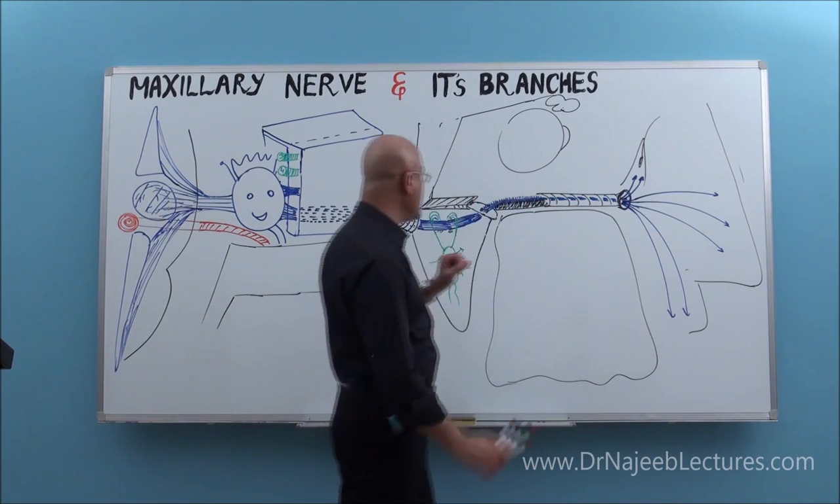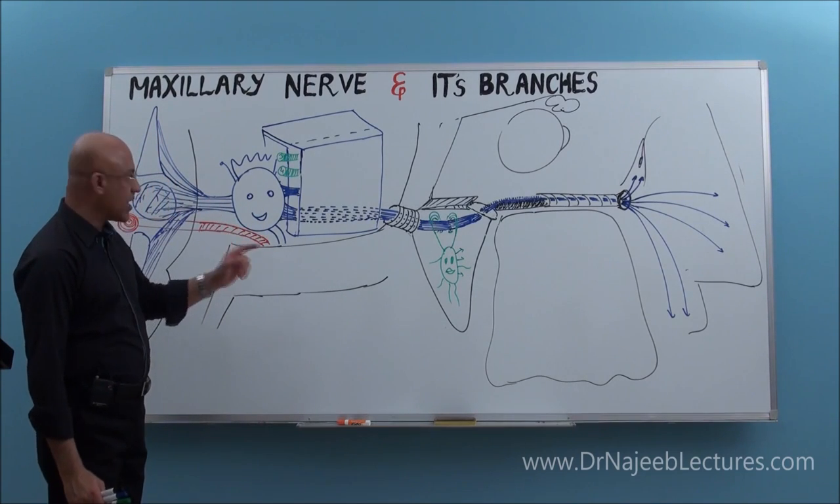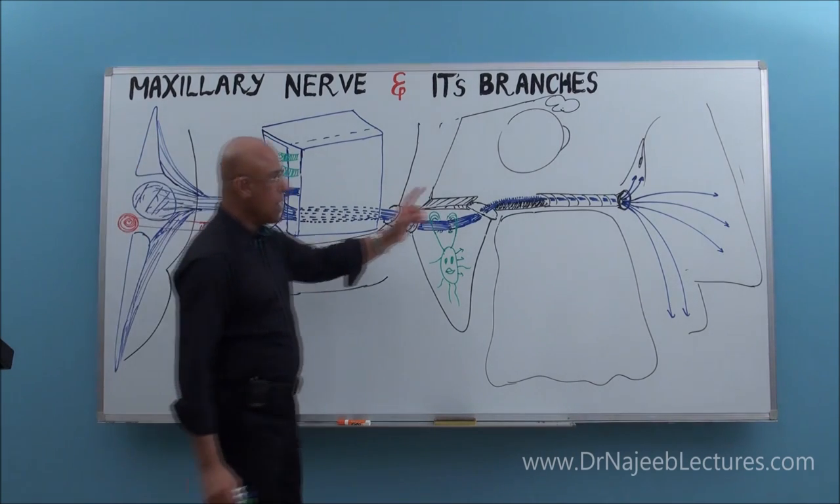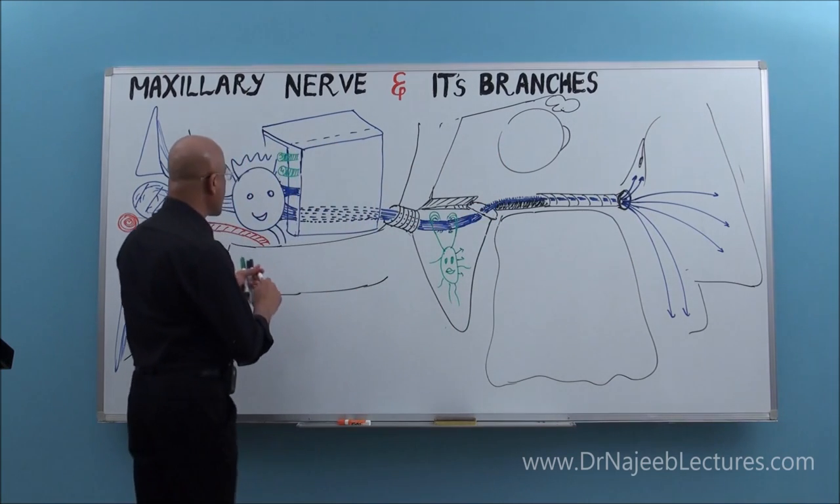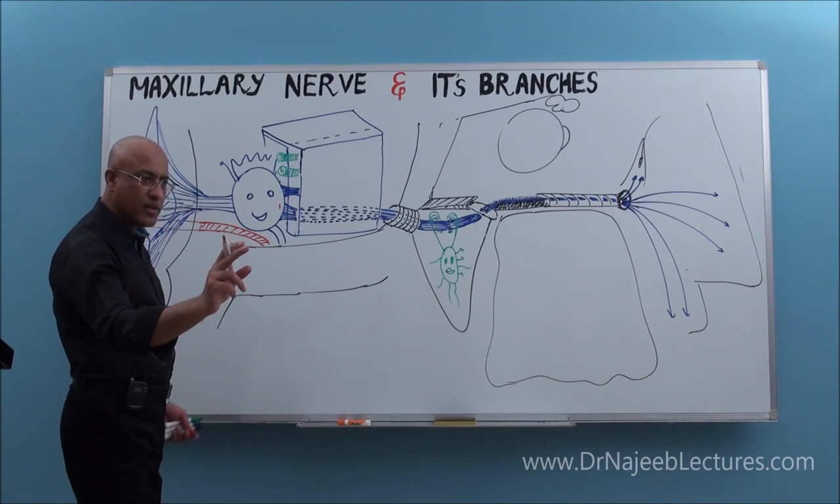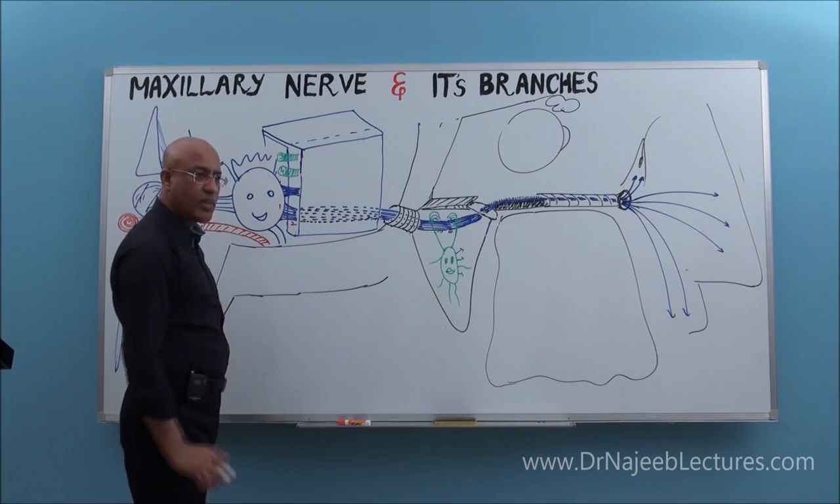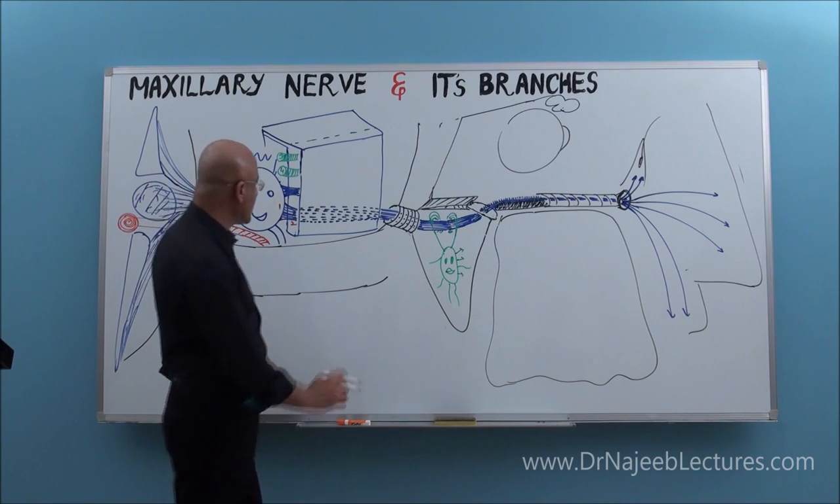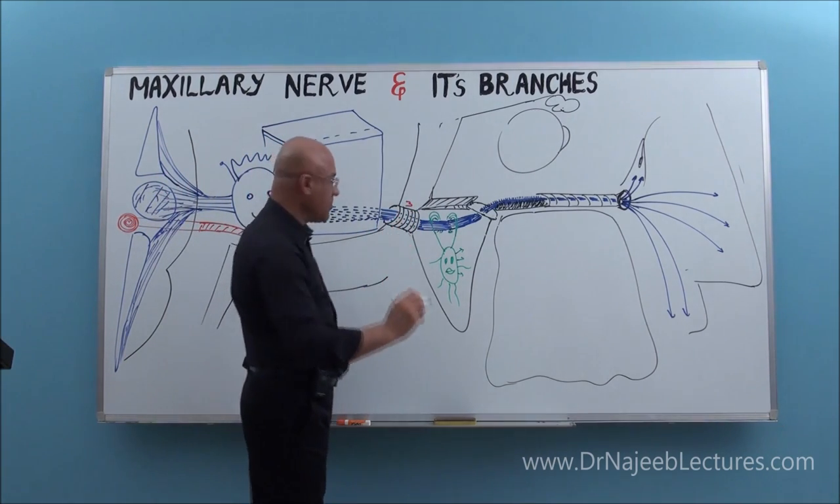How many bony landmarks or important anatomical landmarks are there from its origin up to this point? First landmark is its origin itself. What is that? Origin from trigeminal ganglion. Then second landmark is the lateral wall of cavernous sinus. Then there is foramen rotundum. Then there is?